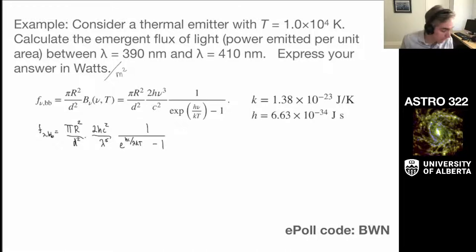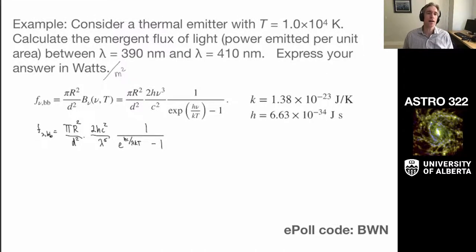All right. Let's do an example. This is just an application of the Planck law, the Planck function. It says: consider a thermal emitter with temperature T equals 10 to the 4 Kelvin. Calculate the emergent flux of light, the power emitted per unit area, between 390 and 410 nanometers. Express your answer in watts. And I had a typo. It's actually watts per meter squared. So that's power per unit area here.